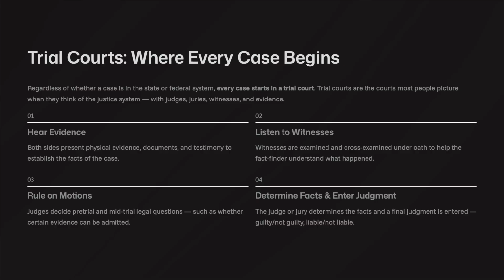Think of the trial court as a place where facts are established. This is where the court hears testimony, reviews physical evidence, considers expert opinions, and ultimately reaches a decision based on the evidence presented. Because trial courts determine facts, they play one of the most important roles in the entire judicial process.